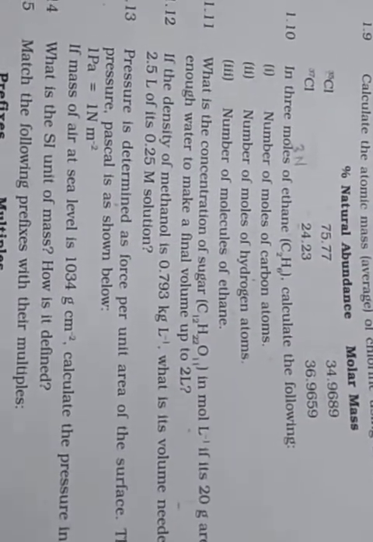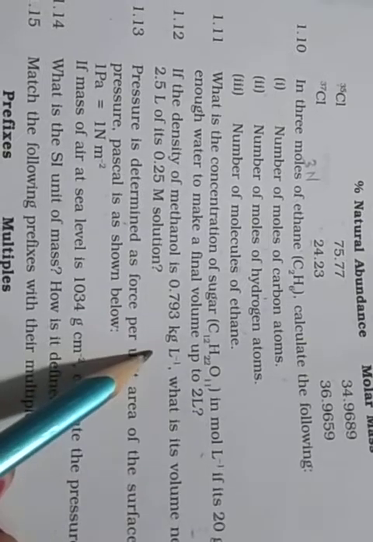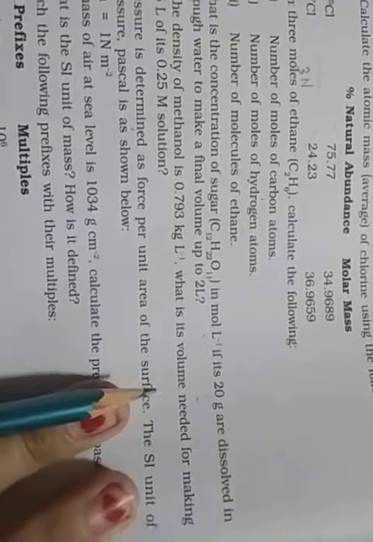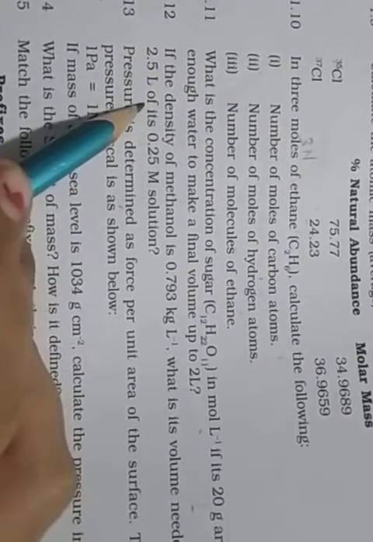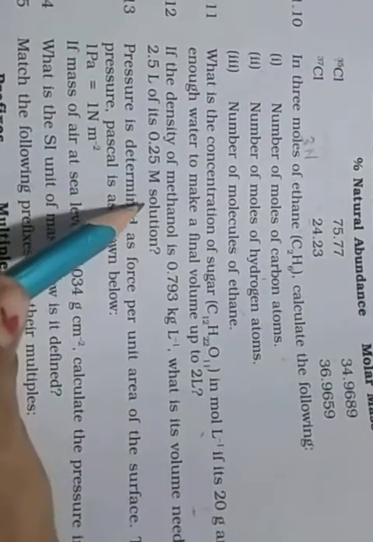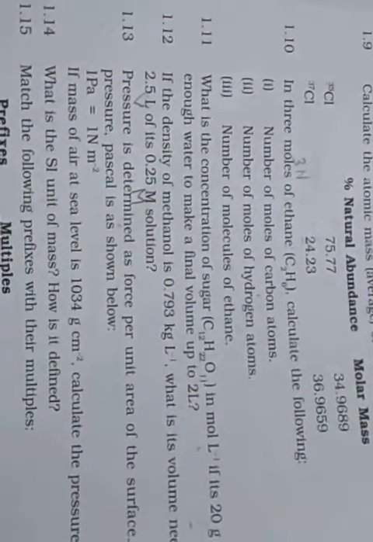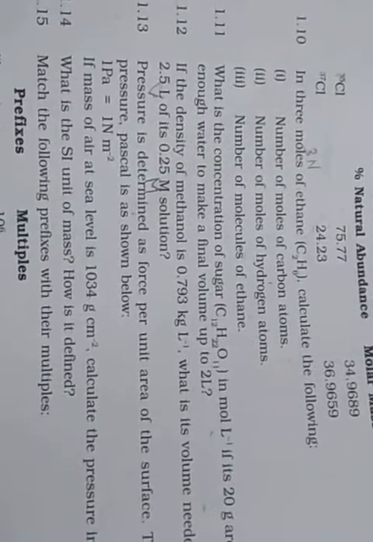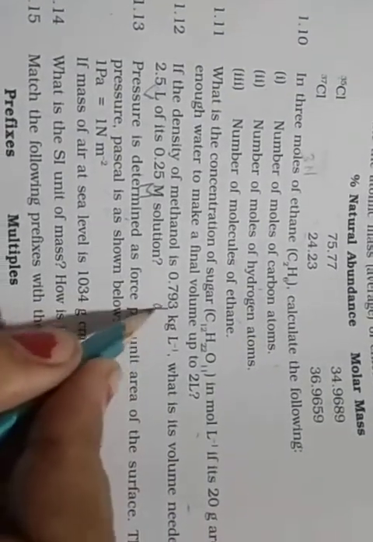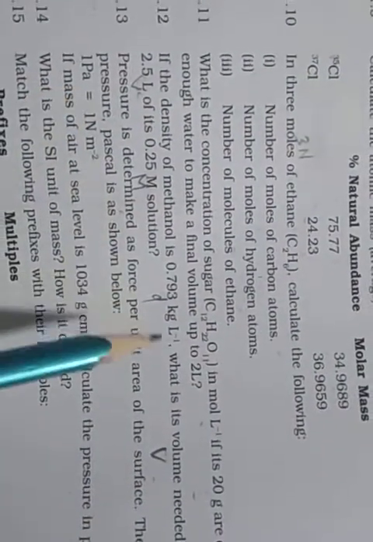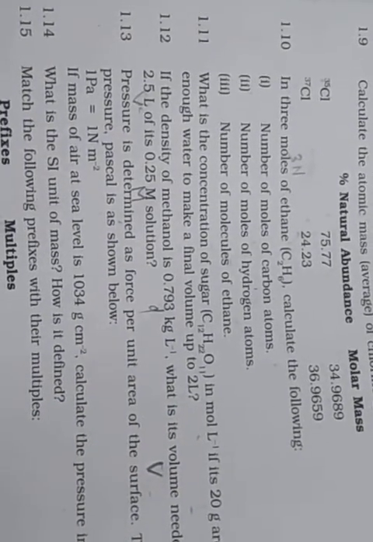Then question number 12. If the density of the methanol is 0.79 kg per liter, density that means D given, what is its volume needed for making 2.5 liter of its 0.25 M solution? Here you see V given and molarity given capital M and density also given D. So find the volume. So 2 volume, 1 volume given and 1 second volume is to find. So that means according to the formula M1 V1 is equal to M2 V2.